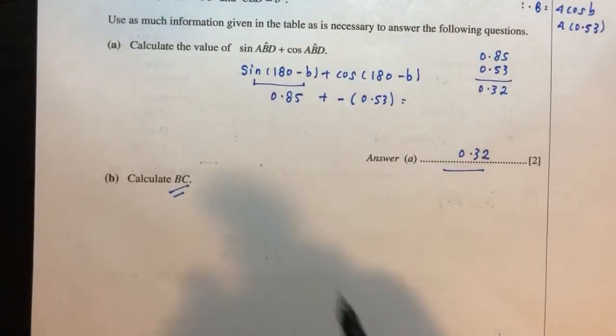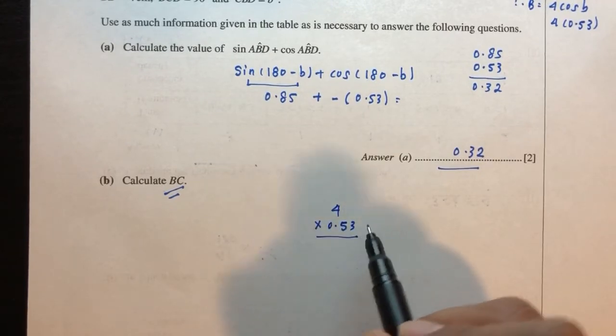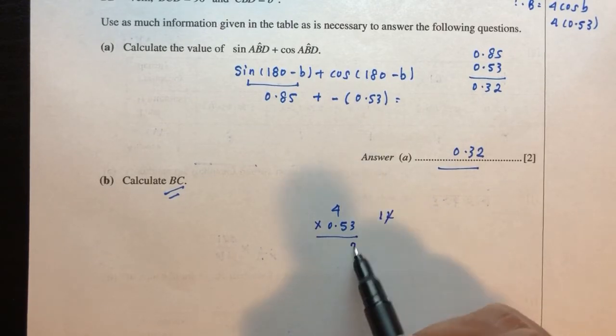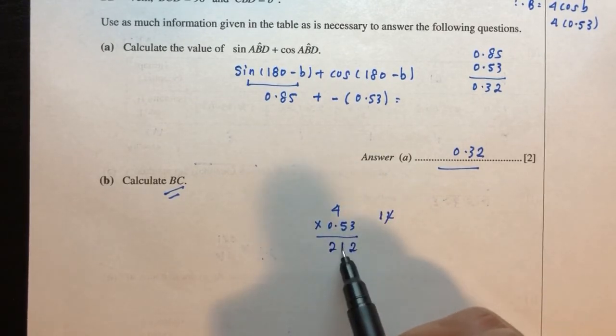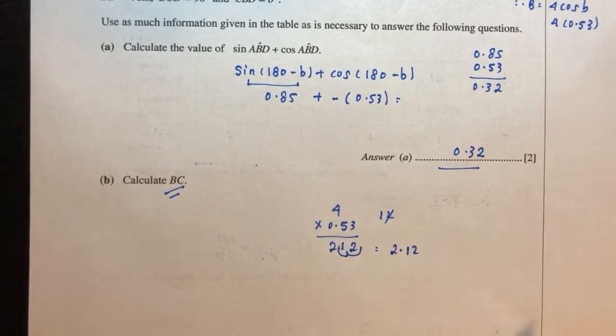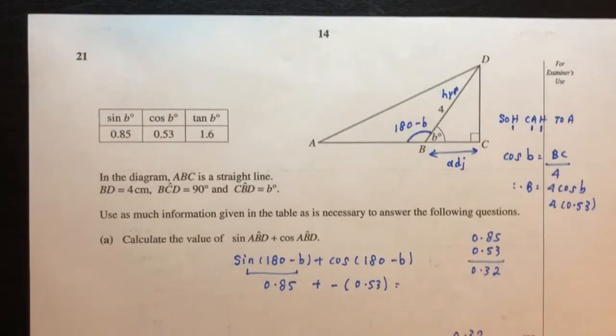So let's find this: 4 times 0.53. 4 times 3 will be 12, plus 20 is 21. So that will be 2.12. The answer will be 2.12 centimeters. That is question number 21.